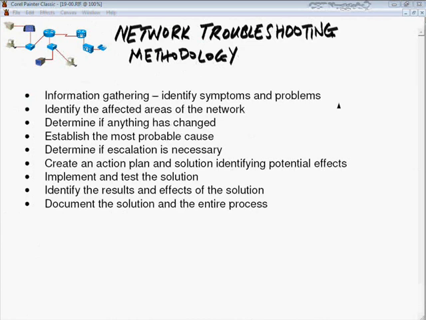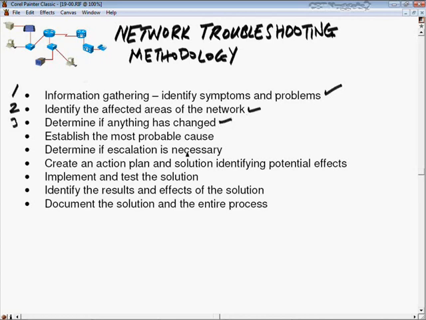So, in this nugget on network troubleshooting methodology, we looked at 9 steps. Step 1, information gathering. Identify the symptoms and the problems. Step 2, identify the affected areas of the network. Step 3, determine if anything has changed. Hardware, software, data, systems. Step 4, establish probable cause.